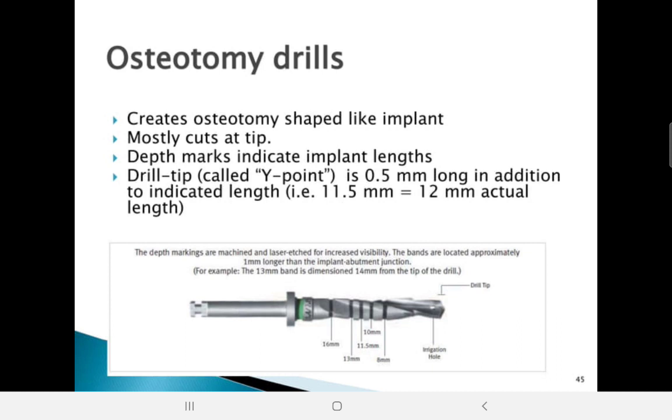Next comes the osteotomy drills. Osteotomy drills create osteotomy shaped like an implant. It mostly cuts at the tip. The depth marks indicate implant length. So every company has various osteotomy drills. As per their manufacturing guidelines, there are certain depth marks made on the osteotomy drills and you have to follow the manufacturer guidelines, which varies from company to company.